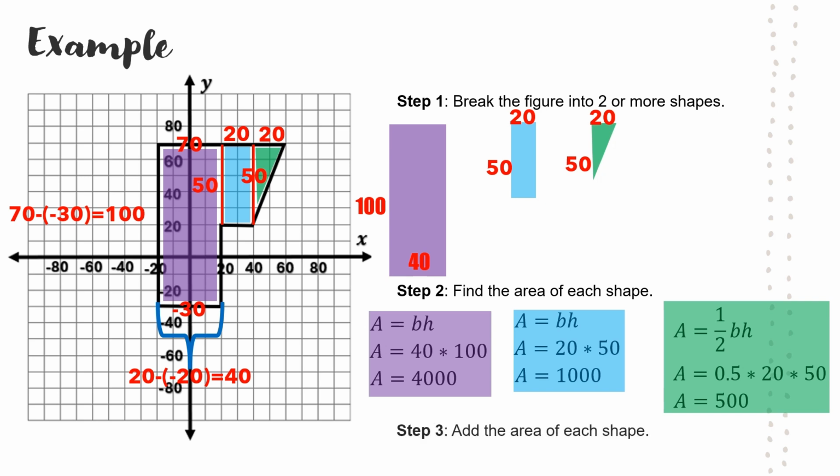Once we know the area of each shape, the last thing to do is to add the areas of the shapes. Once we add the area of each shape, we get that the area of this shape is 5500.